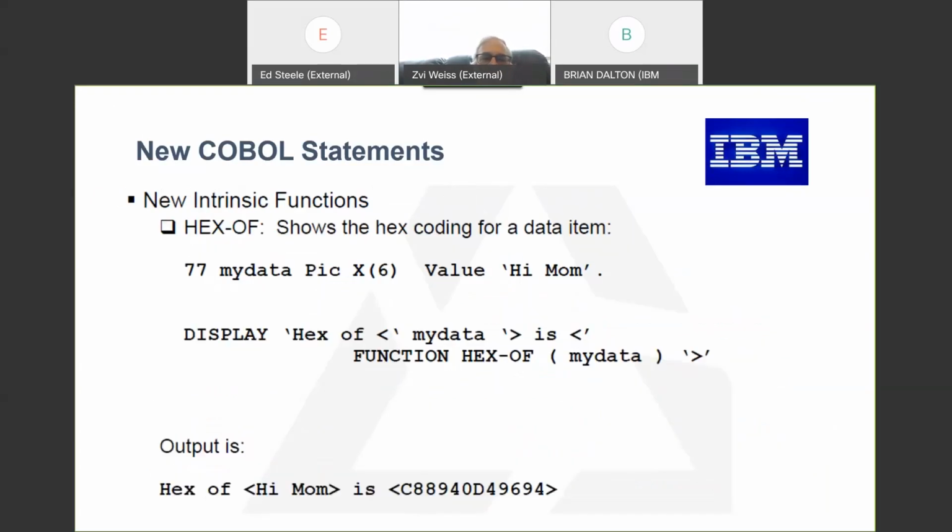And here is an example of what was just discussed. We have this 77 level my data, PIC X(6), value 'hi mom', and you would issue the statement display function hex of, passing the field my data. Therefore, your output would show the hex value listed at the bottom.